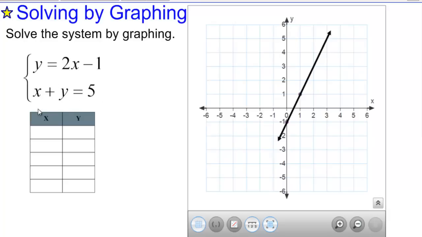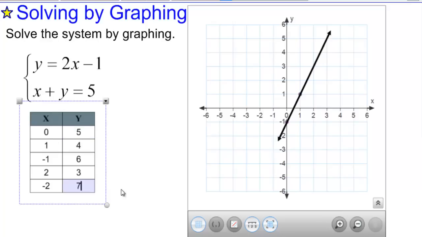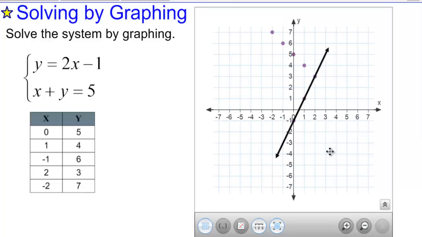So I have two choices. I could rearrange this equation and solve for y, but I'm not going to do that. I'm just going to pick some points that will make this equation true. So for example, if x is 0, then y has to be 5 in order to make this equation true. So I'm just picking pairs of numbers that add up to 5. So now I'm again going to graph these points on my coordinate plane over here and see what I get.